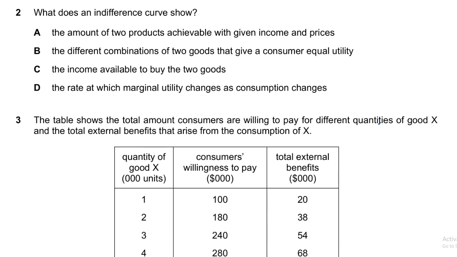Question number 2 says, what does an indifference curve show? An indifference curve is basically a graph that shows different combinations of two products that provide the same level of satisfaction. You must know the basic definition of the indifference curve. In economics, curve means any type of graph, and indifference means it makes no difference for the consumer because he gets the same level of satisfaction. So this is a basic knowledge question. Option B is the correct answer: the different combinations of two products that give a consumer equal utility. All other options are incorrect, so you can read all of them.